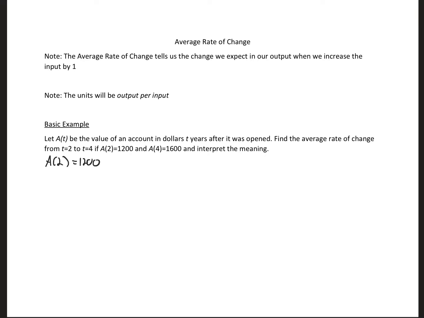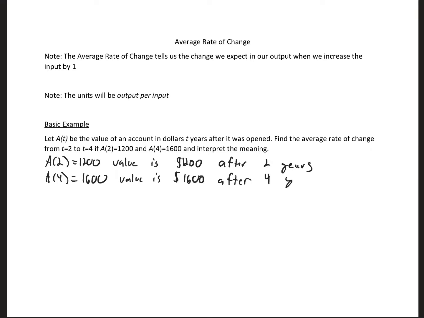A of 2 equals 1200 means the value is $1,200 after 2 years. And A of 4 equals 1600 means the value is $1,600 after 4 years. The average rate of change is the change in outputs over change in inputs. The change in outputs would be 1,600 minus 1,200 over 4 minus 2.